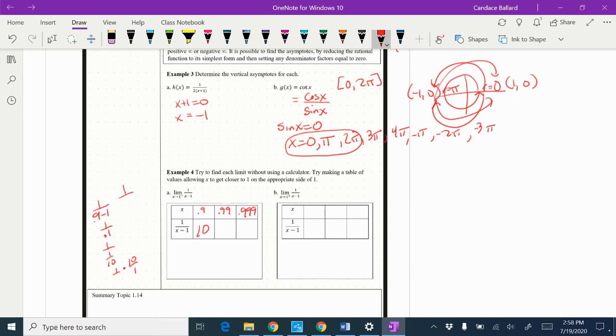All right, let's try that same pattern here. 0.99 minus 1 would leave me with 0.01, which is 1/100th. So when I flip and multiply that, I get 100. Guess what's coming next? 0.999 minus 1 would be 0.001, which is 1/1000th, which if I flip that and multiply, I'd get 1,000. And you can see that I'm getting closer and closer to 1, but that number is getting really, really big, which means that this limit is going to negative, or sorry, this one's going to positive infinity on that side.